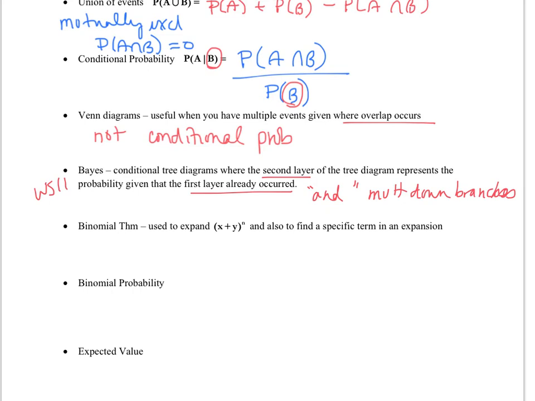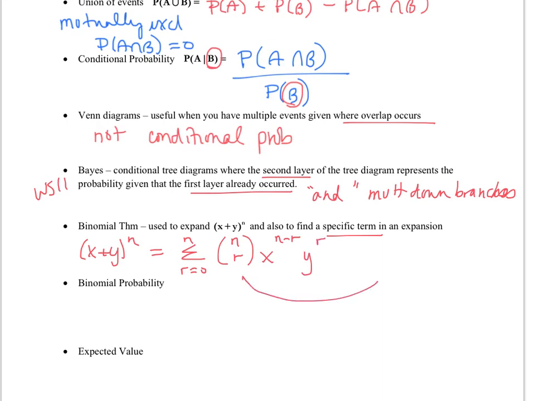Our binomial theorem was used to expand something such as (x + y) to the nth power, and we could also use it to find a specific term in our expansion. The formula that we learned, (x + y)^n, we were able to do the sum of all the terms, starting with r equals 0 to n, of n choose r, and then we had our first term to the n minus r power, and our second term to the r power.